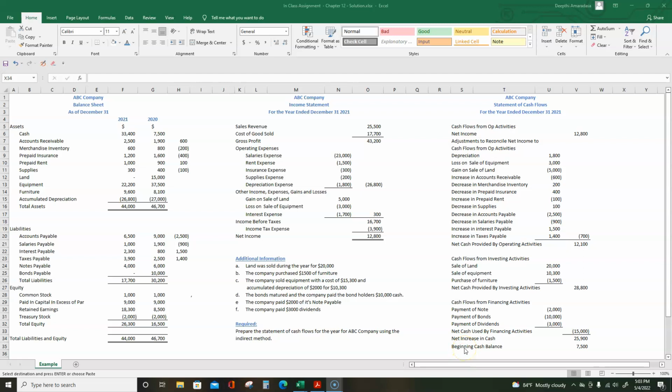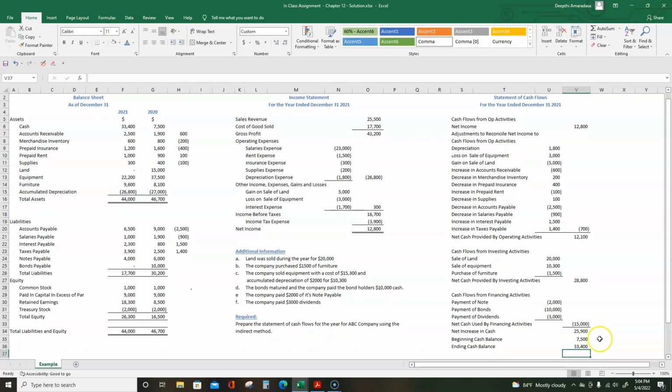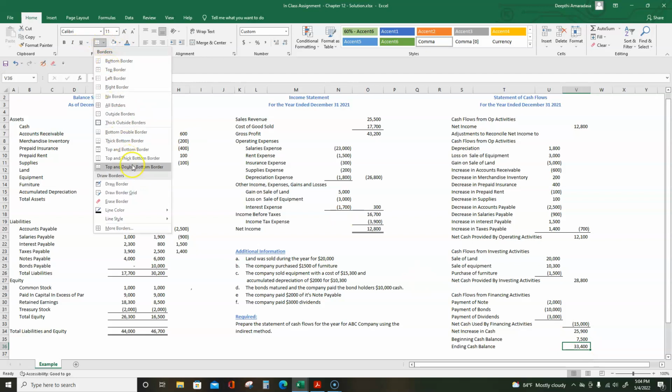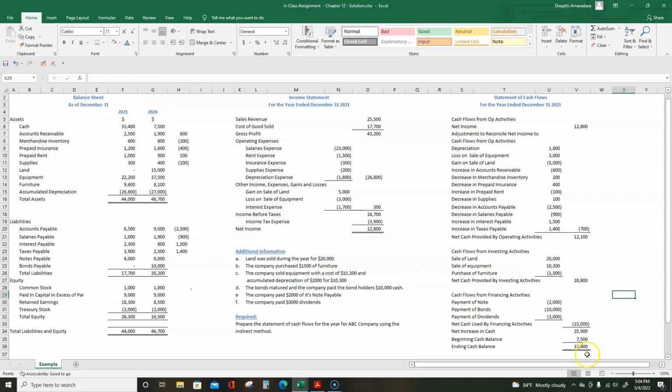Now we can determine what the year-end cash balance was for this company. We know that they had 7,500 in the beginning. During the year, the cash balance increased by 25,900. So at the end of the year, the company should have had $33,400 of cash. Let me go ahead and format this so that it's showing as a total. 33,400, that is the last item in your statement of cash flows.